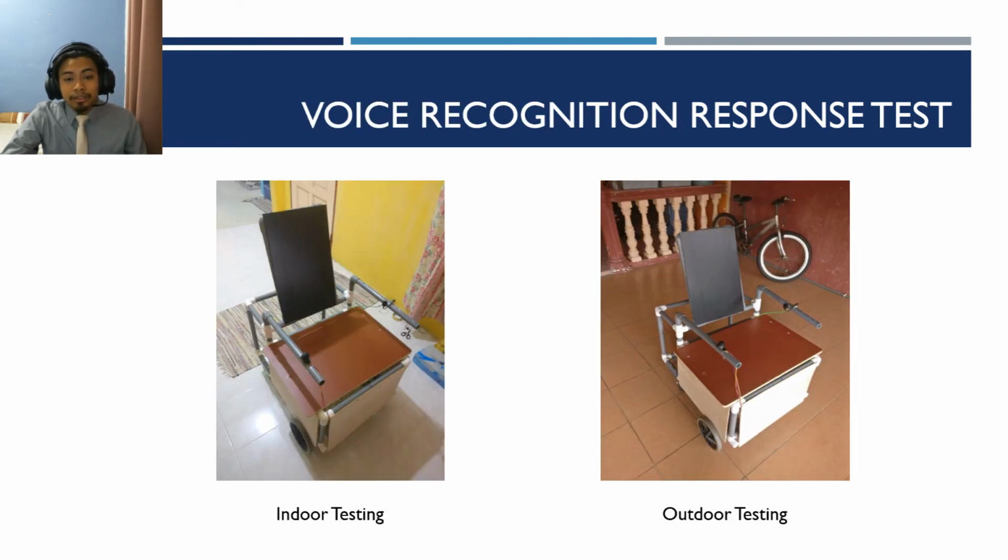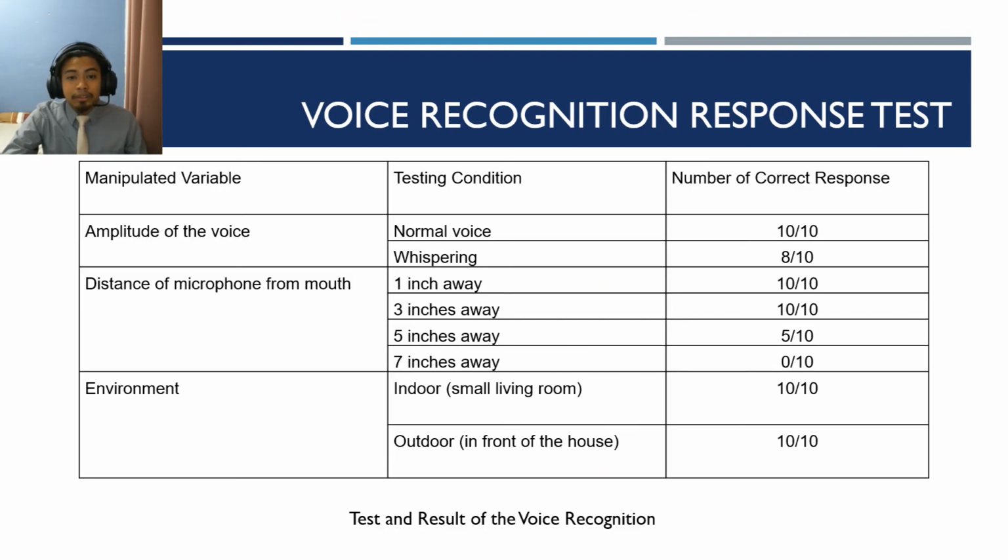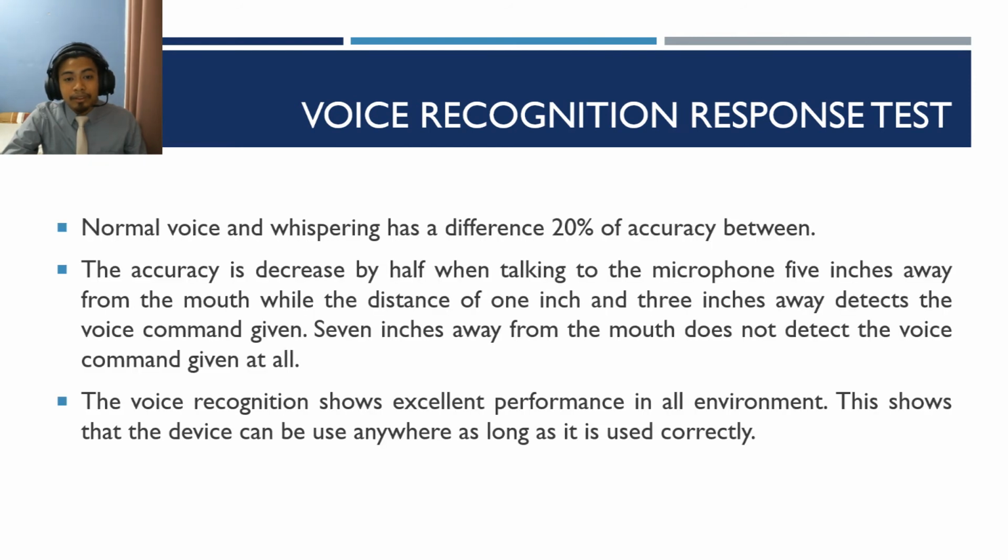This is the recognition response test. It includes the manipulated variables of amplitude of the voice, distance of the microphone from the mouth, and the environment. The test conducted is to find the number of correct responses. Based on the previous table on the slide, normal voice and whispering have a difference of 20% of accuracy between them.